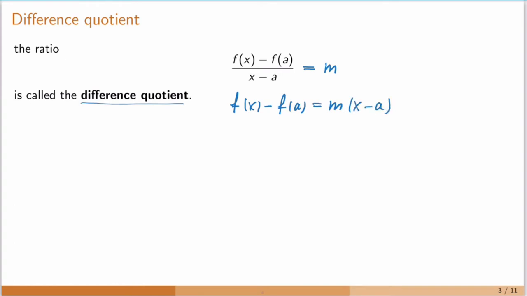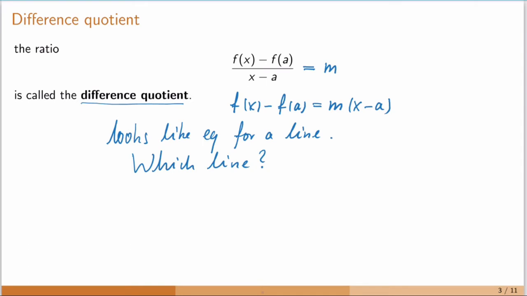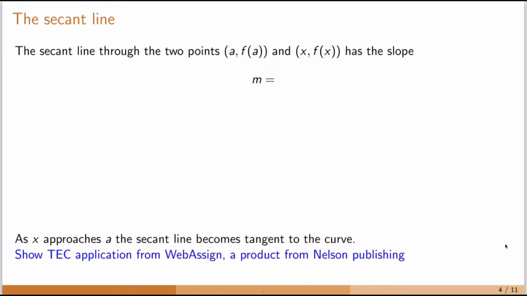Now this looks awfully like a straight line, right? But which line? Which line does such an equation describe? Well, the answer is on the next slide. The secant line.